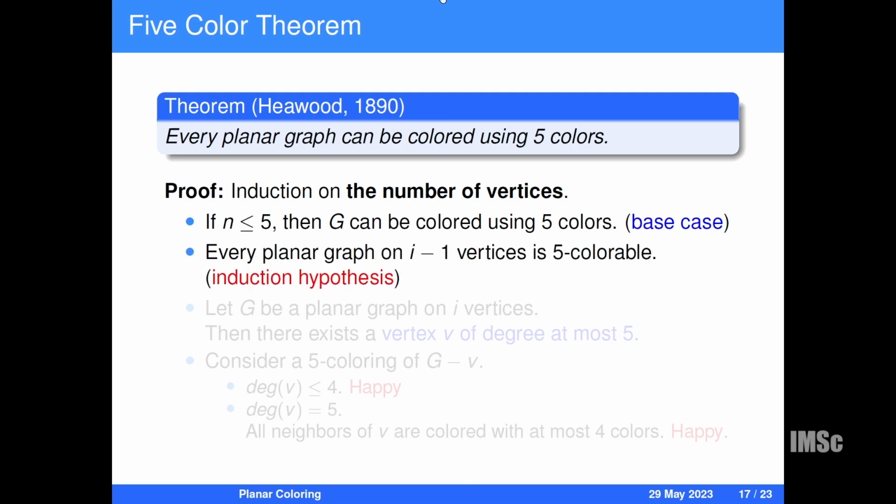Okay, so now there is this induction hypothesis which says that any graph on I minus 1 vertices is 5 colorable. Any planar graph on I minus 1 vertices is 5 colorable. Now let's say we are given a planar graph on I vertices. How do we go about it?